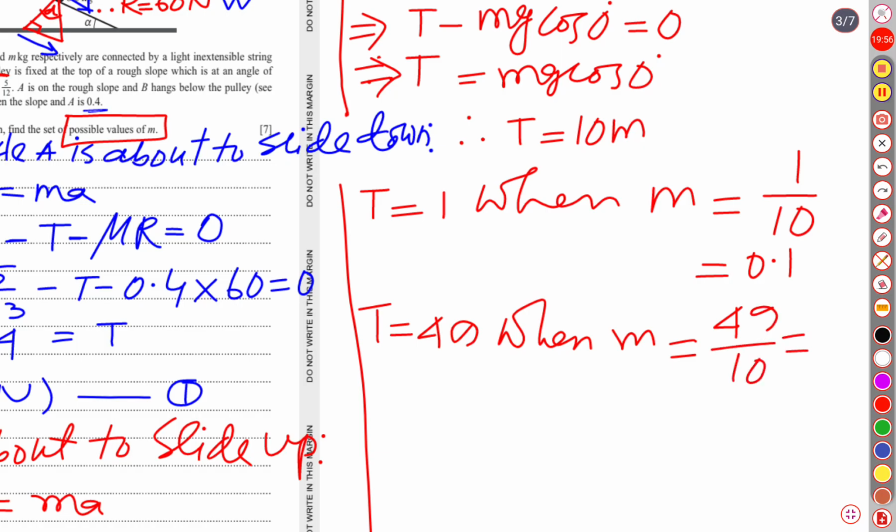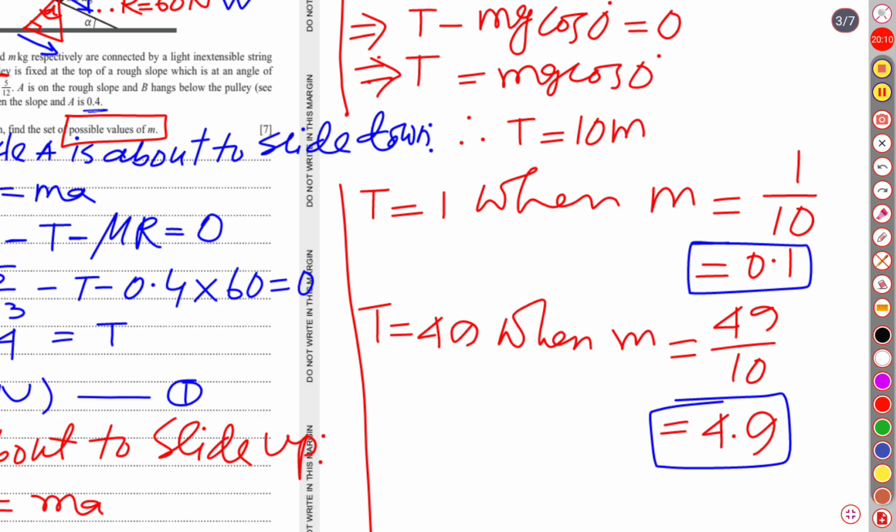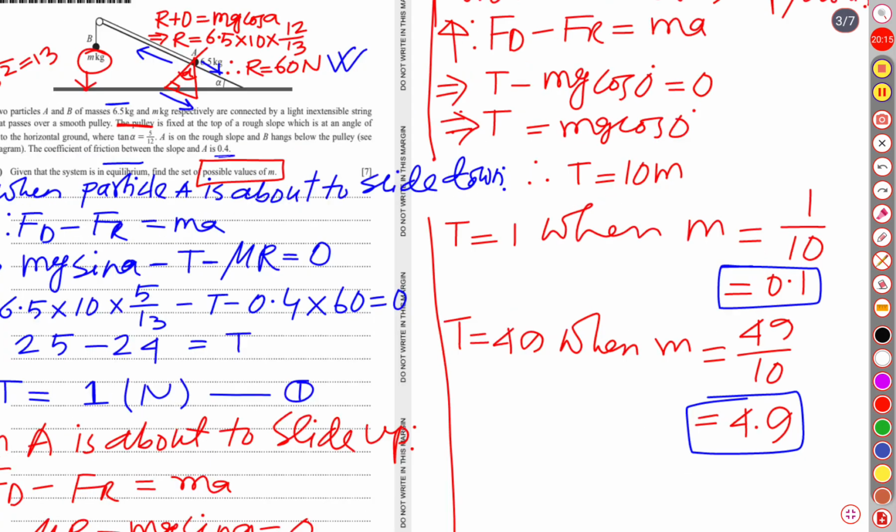It means it is 4.9, not there. Let me write just below this. It is going to be 4.9. Now let's see what this means. There are two values of m, 0.1 and 4.9 kg.